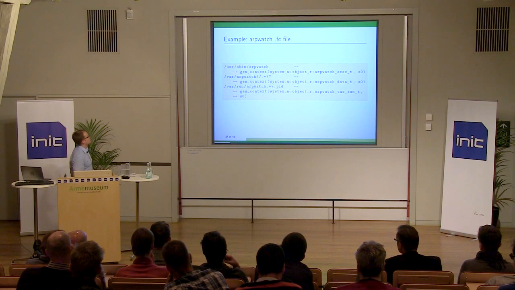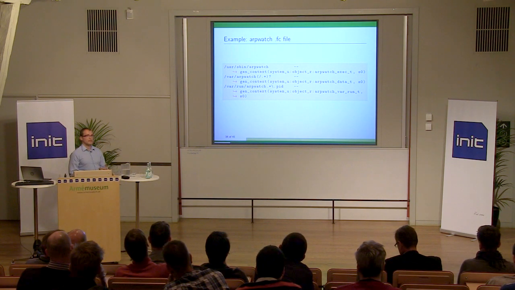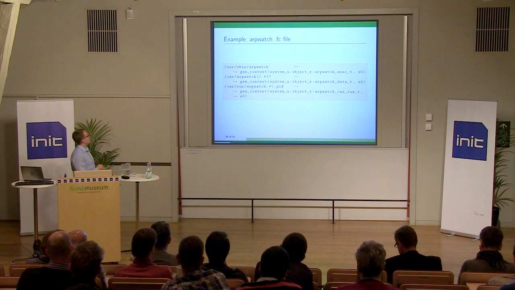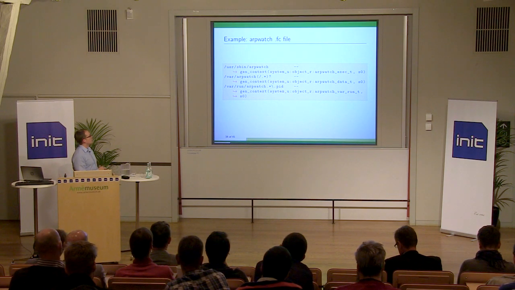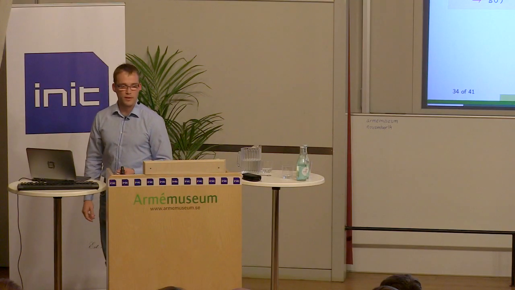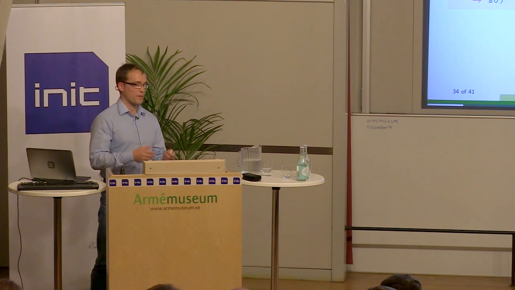And for that, we have the .fc files. With those files, we specify that certain files on the file system have a certain type. So we specify that the file /usr/sbin/appwatch will get the type appwatch_exec. gen_context is another macro, another interface from the reference policy. The most important part here is the type. You can ignore everything else again.